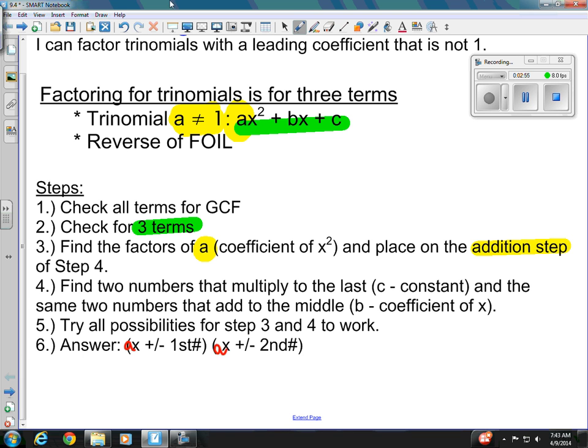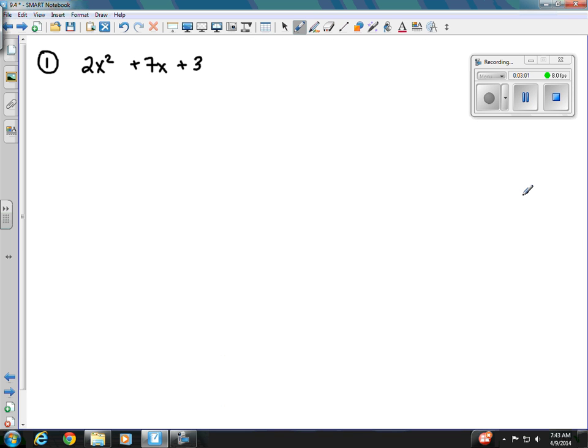So let's see an example on how to use these steps. So example 1, we have 2x squared plus 7x plus 3. So step 1, check for GCF. My smaller number is 2. 2 cannot go into 7 evenly, so no GCF. Then we go on to step 2, make sure we have 3 terms. It looks like a trinomial. So 1, 2, 3. And we have x squared and x and a constant, so we're good.